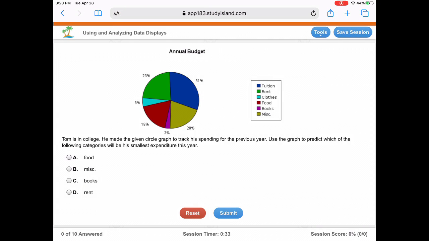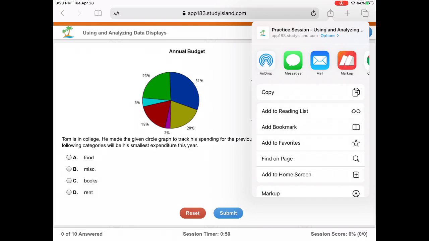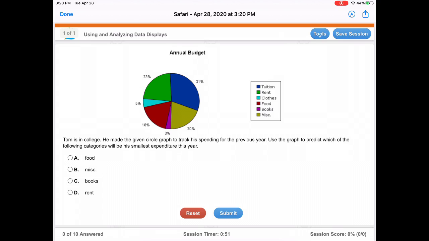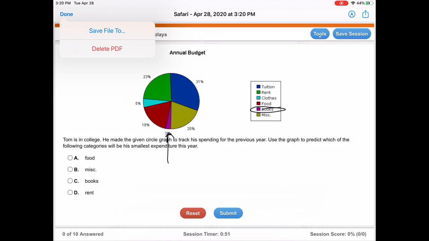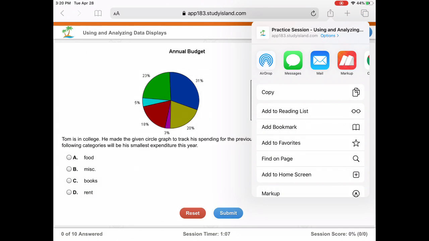Here's our first question. Very simple. There's a circle graph of Tom's spending that he had in college for the previous year. And we have to predict from the following categories which will be his smallest expenditure. So meaning which one did he spend the least amount of money on. And that's pretty simple to see here. It is simply this 3%, the purple. So you have to go over and figure out which one is the purple. That deals with the books. So the smallest expenditure is going to be the books here.